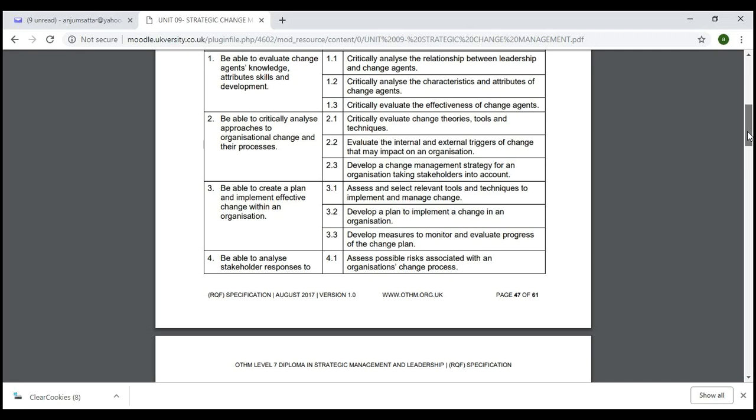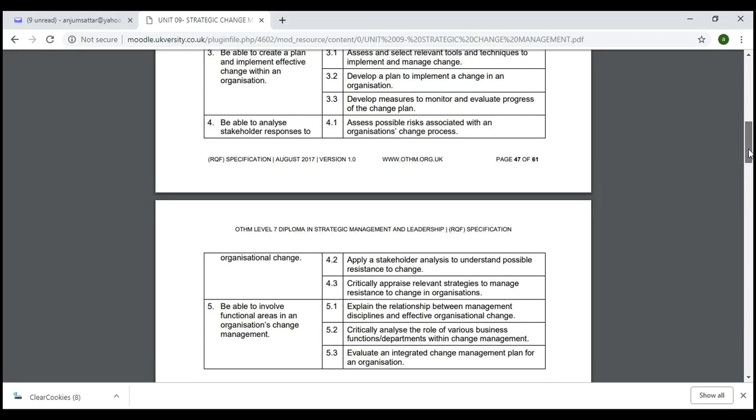We also discussed last lesson the risk associated with the change, so we need to measure the risk and reward. We discussed the stakeholder analysis model, the power and interest model, direct and indirect stakeholders, and internal and external stakeholders. All these things we discussed in lesson 4 as well.